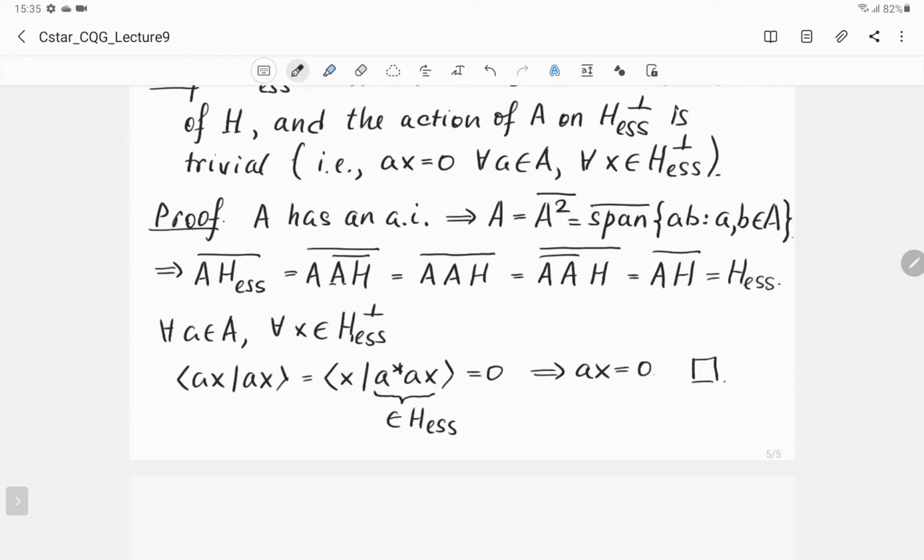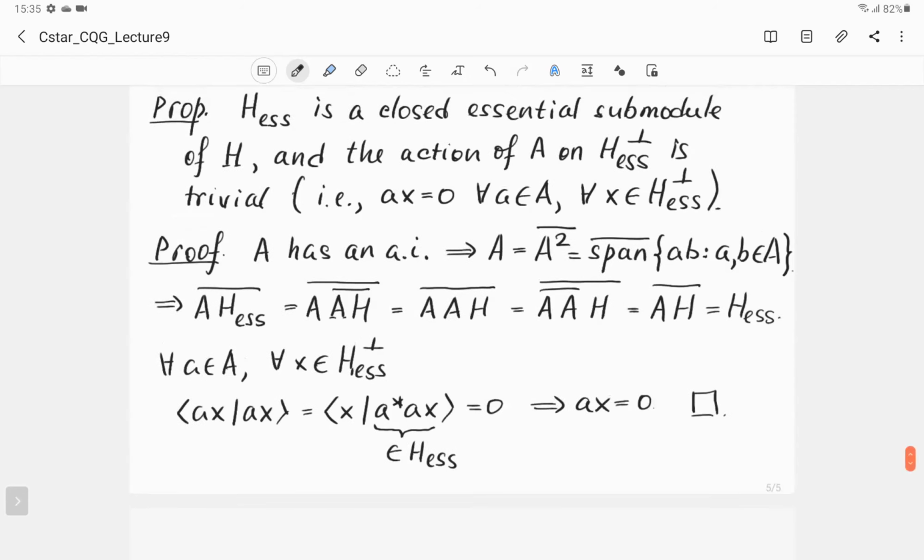So as a result, we see that each star module over A is decomposed as the Hilbert direct sum of two summands. The first summand is essential, and the second summand is trivial. This is convenient because this trick enables us to reduce many facts on arbitrary star modules to the case of essential star modules.